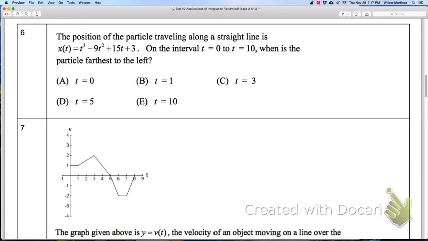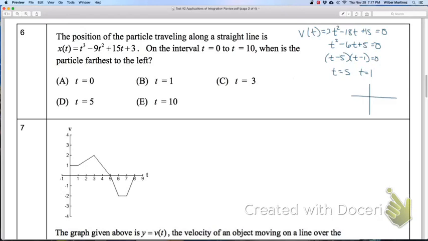So in order to find the minimum value, I first need to find all my critical points. So the critical points of the position function would be velocity. So v of t is equal to 3t squared minus 18t plus 15. And I want to know the critical point, so I'm solving for where that's equal to 0. I can divide all these by 3, so that gives me t squared minus 6t plus 5 is equal to 0. This factors to t minus 5, t minus 1 is equal to 0. Therefore, t is equal to 5, and t is equal to 1.